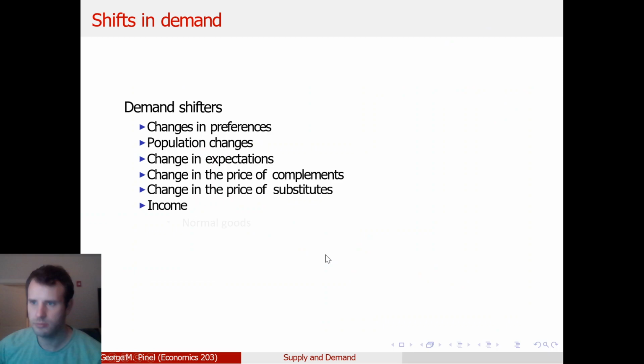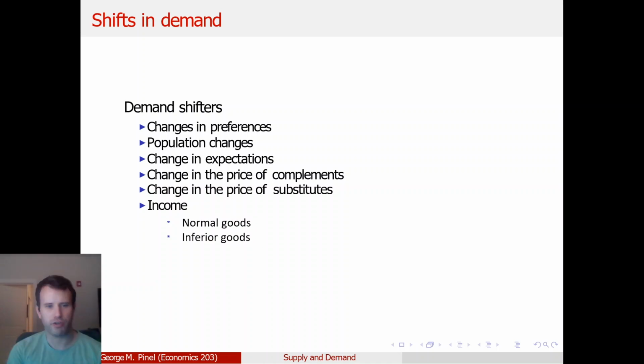Okay, we break up income. We break up goods that are affected by income into two categories. We have normal and we have inferior goods. A normal good is a good that increases the more your income increases. So most goods are normal. That's why they're called normal goods.